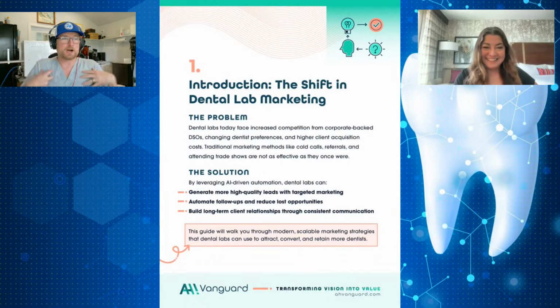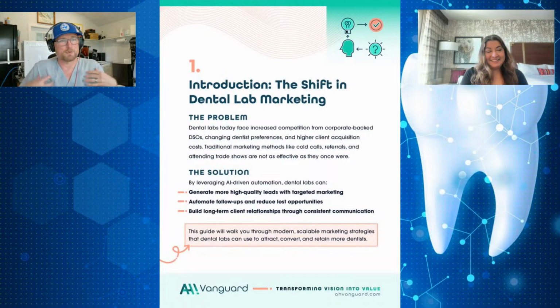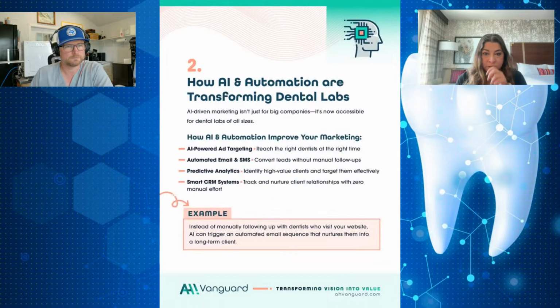So, but it's our problem as dental labs. What's our problem, and then what's the solution? And it's generating high quality leads with marketing, targeted marketing, and automating that follow up. If we go to the second page, I'm sure we get a little bit more into that AI and automation. So the automation, like I was talking about, targeting email messaging, we went a little bit into that.